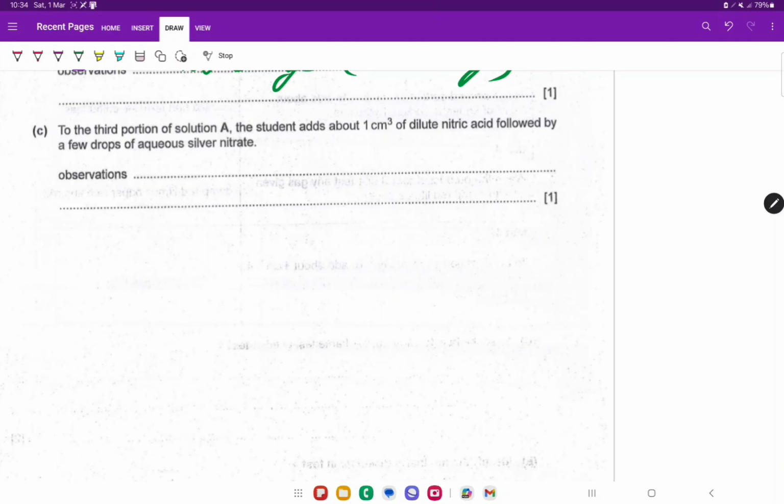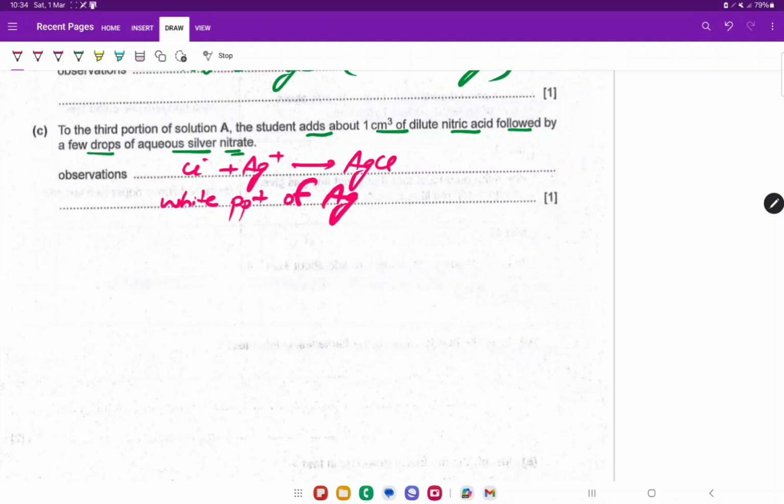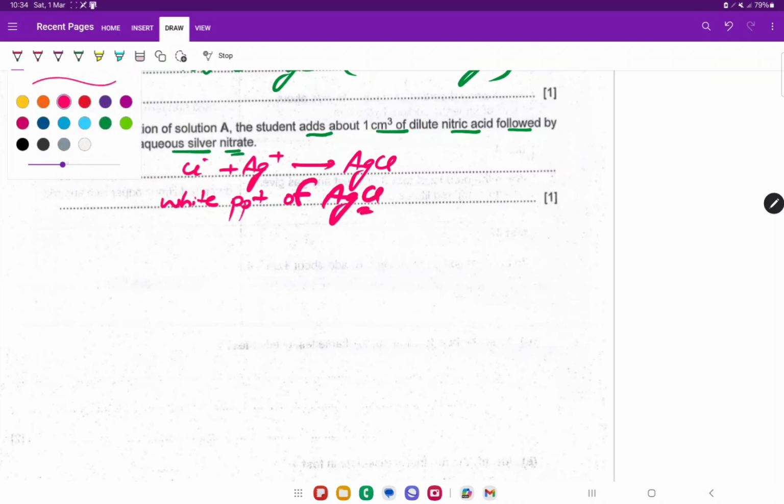To the third portion of solution A, the student adds 1 cm³ of dilute nitric acid followed by a few drops of silver nitrate. When I add silver nitrate to a chloride-containing solution, the Cl⁻ ions react with Ag⁺ and form AgCl. What will be my observation? A white precipitate of AgCl is produced. That should be the answer for this question.